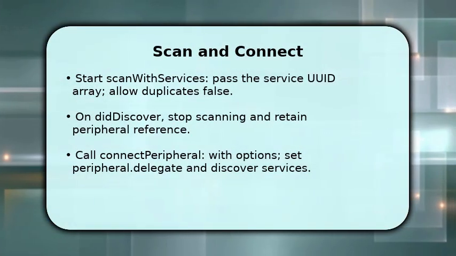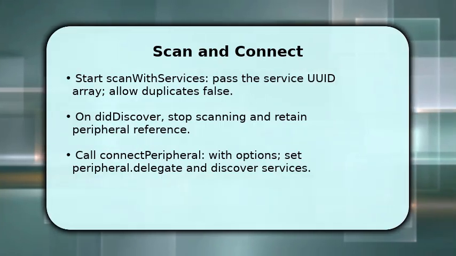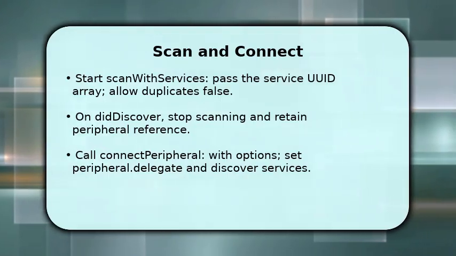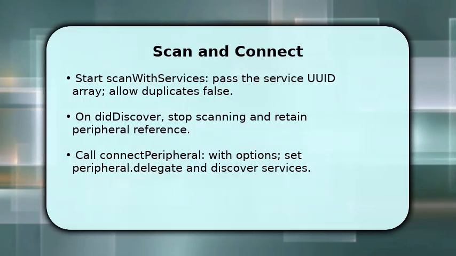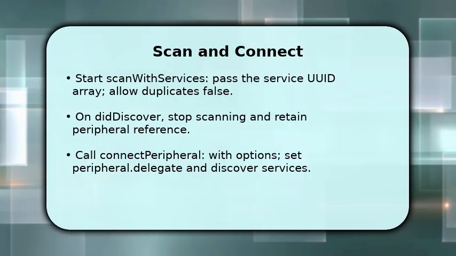You scan selectively for the specific service UUIDs to find your device quickly. Call scanForPeripherals with services options, and avoid duplicates. When didDiscover fires, immediately stop scanning to conserve battery and keep the found peripheral reference strong so it isn't deallocated.